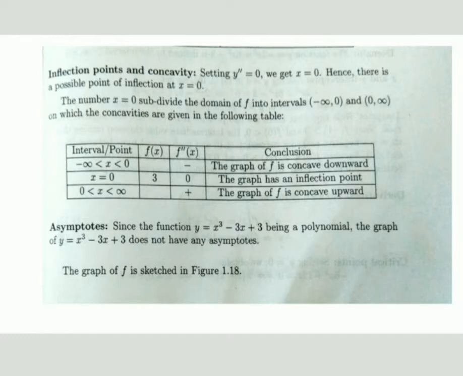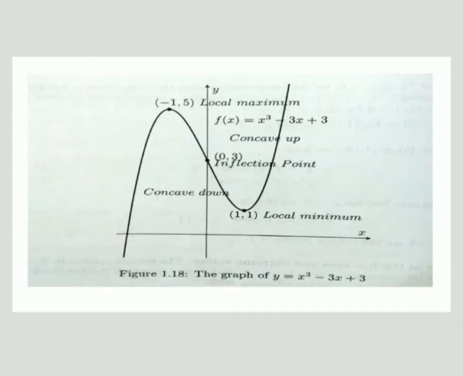Now let us move to the graph of the given function. Sketch the graph here. Observe that from minus infinity to 0 we obtain concave down, and from 0 to plus infinity concave up. At (1, 1) we obtain a local minimum, and at (minus 1, 5) a local maximum. So (0, 3) is the inflection point. Observe that (0, 3) is the inflection point.